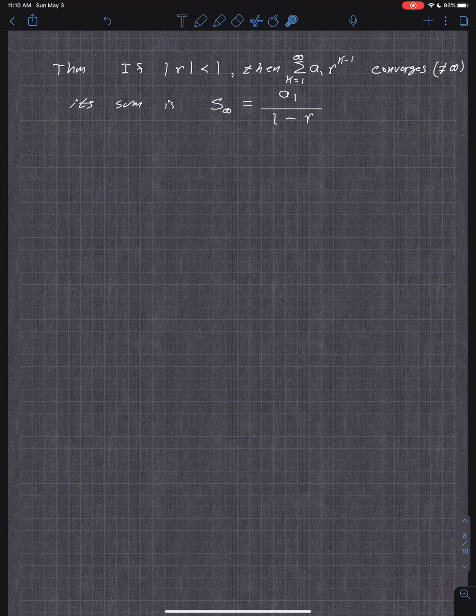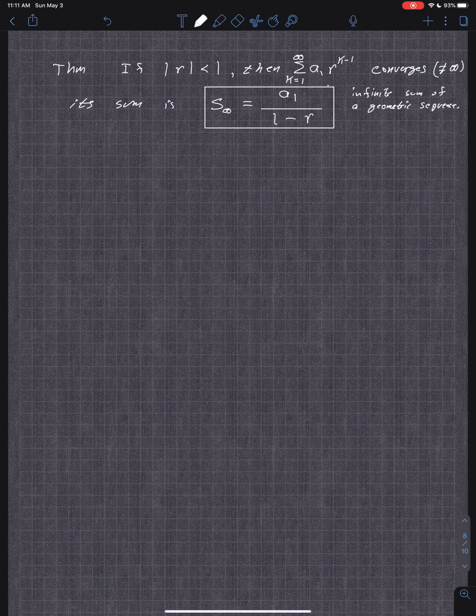Actually, a very much more simple formula. That's only true if the absolute value of r is less than 1. So that's the infinite sum. This is the other one you need to know. This is the infinite sum of a geometric sequence.